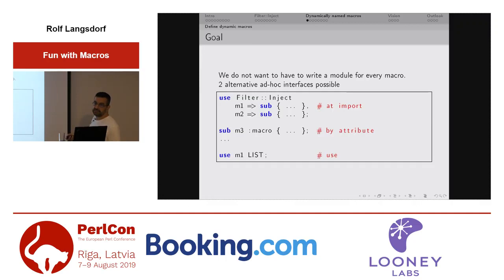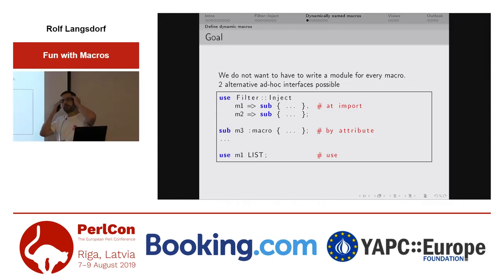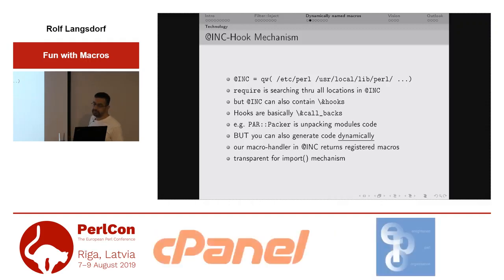You now know what attributes are, and say we have a subroutine. We want it to act like a macro. So you will say, oh my God, is he now writing a module into the file system at the time of including this? No. The thing is, we can have a hook mechanism. I'm a little bit confused if it's in the hash INC or the at INC. Excuse me, it's in the @INC. And in the @INC, you can include a code reference.